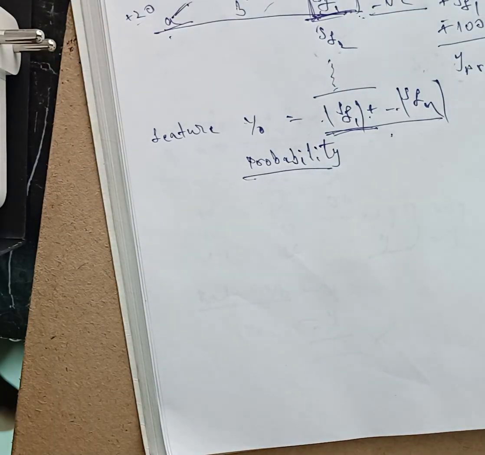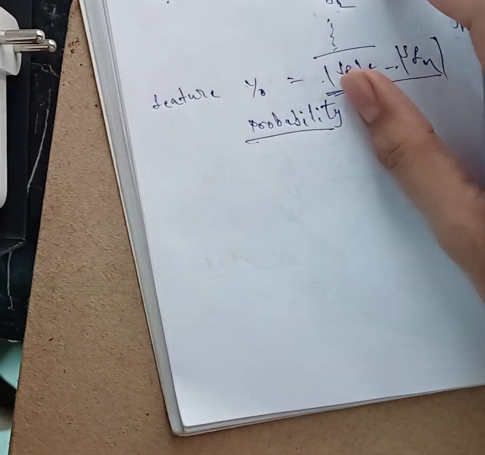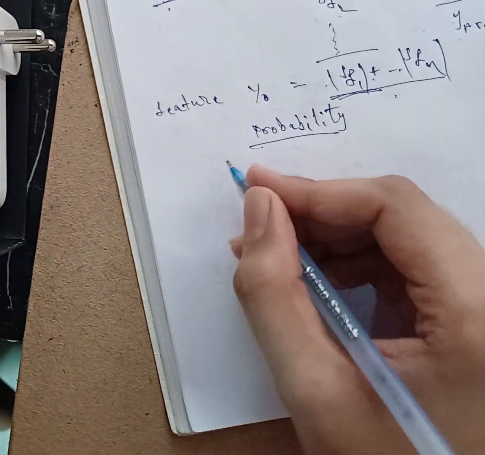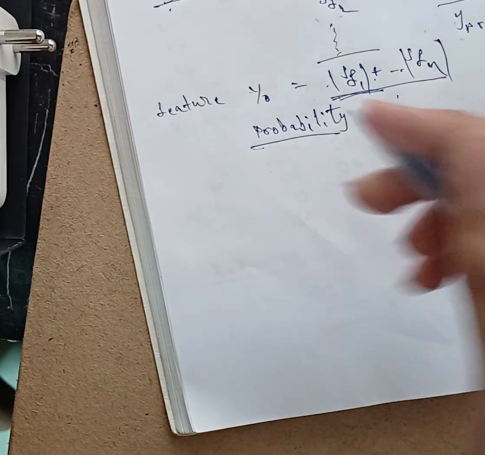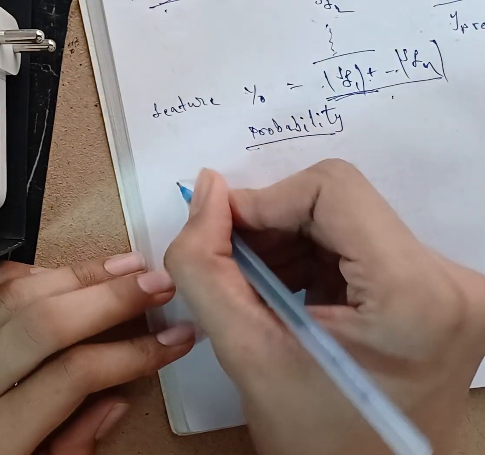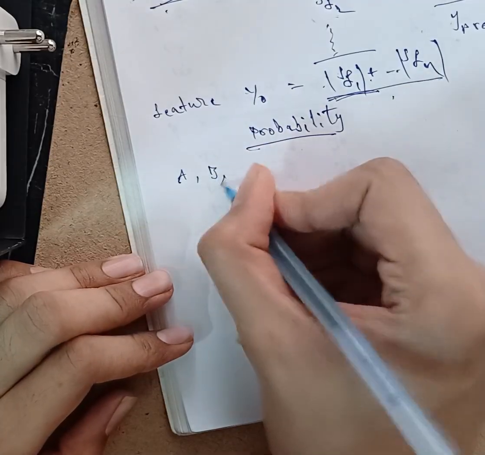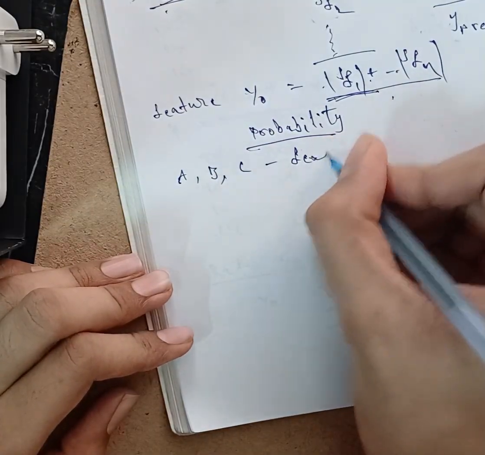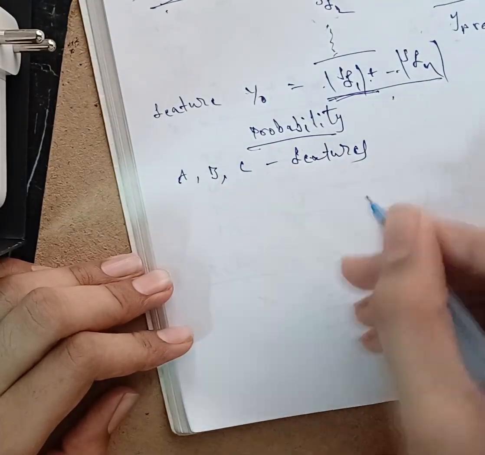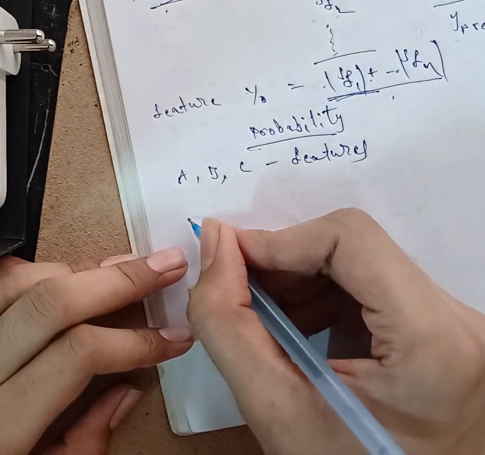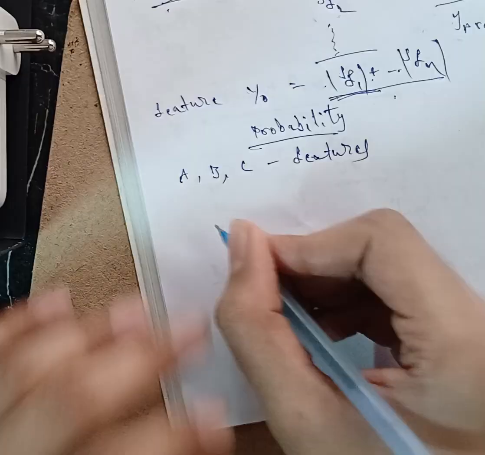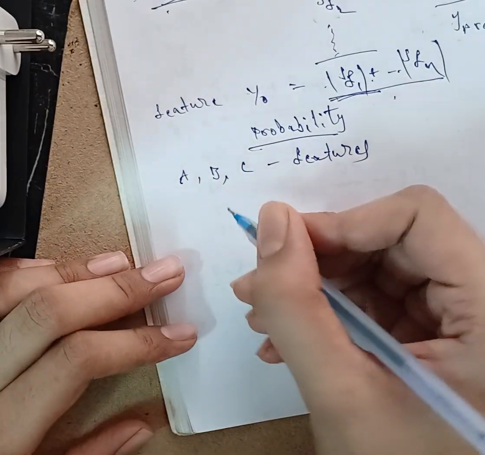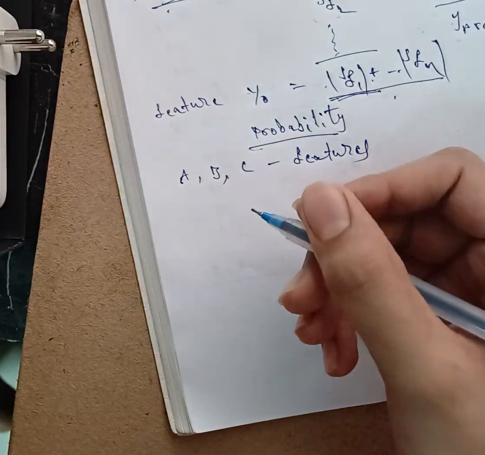Okay, so you need to have a little bit of understanding of permutations and combinations to understand this, but let me make things clear. Now let's say we have three features, a, b, c. Now let's try to find out what all the different permutations are.